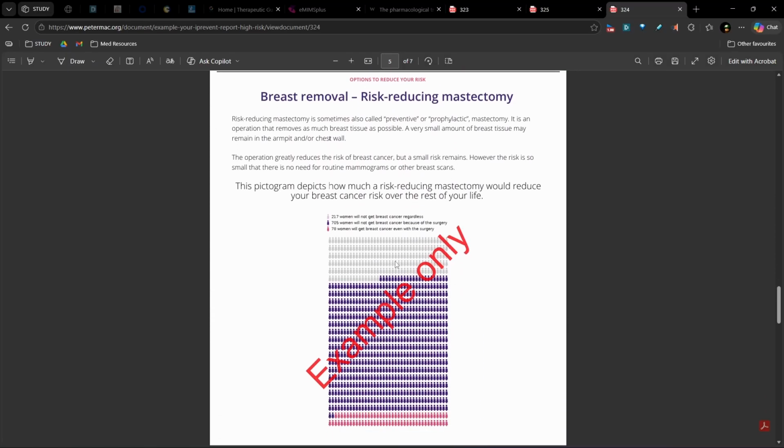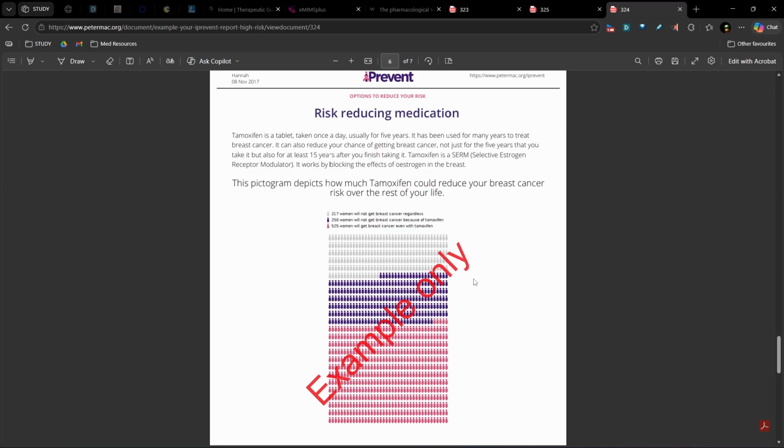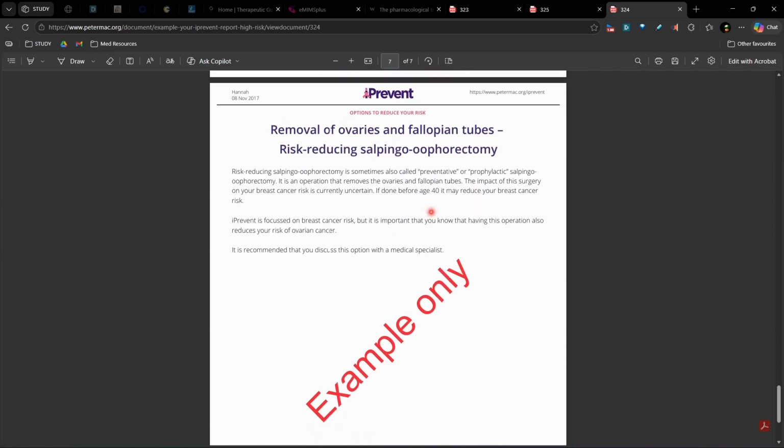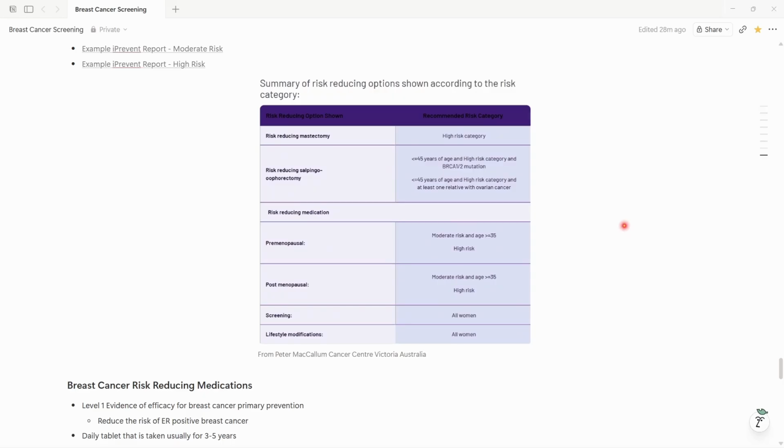They've also additionally recommended that this woman be made aware that she may be eligible for a risk-reducing mastectomy, as well as risk-reducing medications, and also she may be eligible for a risk-reducing salpingo-oophorectomy. Essentially they recommended that this be discussed with the patient and that the patient have this discussion with their specialist. So here's a summary of risk-reducing options according to the risk category for the patient.